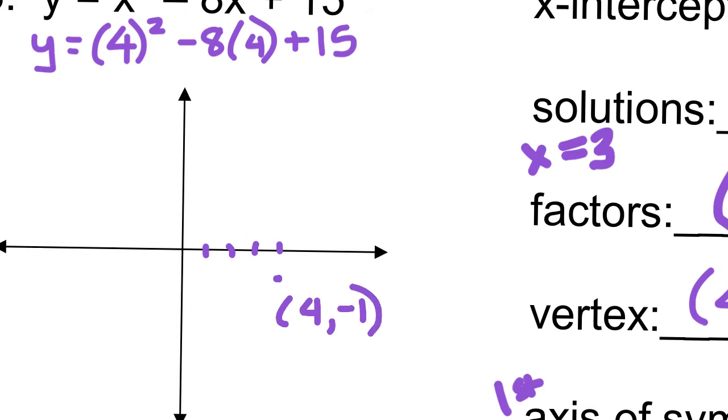We know the point (1, 8) is on the graph. So go ahead and sketch that point. (8, 15) may not be on the graph. However, we do know the solutions, (3, 0) and (5, 0). So (3, 0) would be right here. And then (5, 0) would be right here. Please label those points.